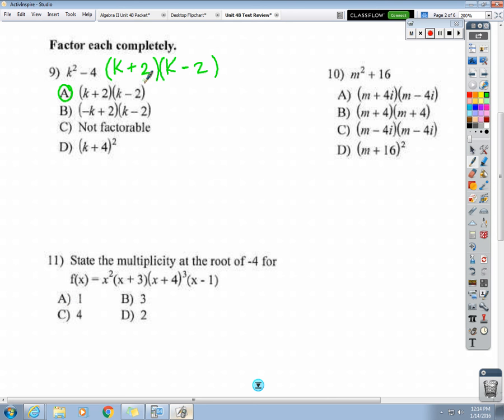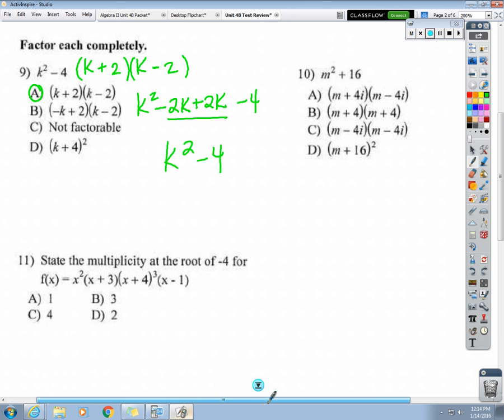Okay, look. Once we see it like this, we could FOIL it. K times k is k squared. K times negative 2 is negative 2k. The inner terms make a positive 2k, and the last terms make a negative 4. These two cancel each other out. That's why all you're left with is k squared minus 4. Okay? So, guys, you've got to remember, to cancel out the middle, you have to have opposite signs. If you don't have opposite signs, the middle won't cancel out. Okay, so keep that in mind when we look at 10.